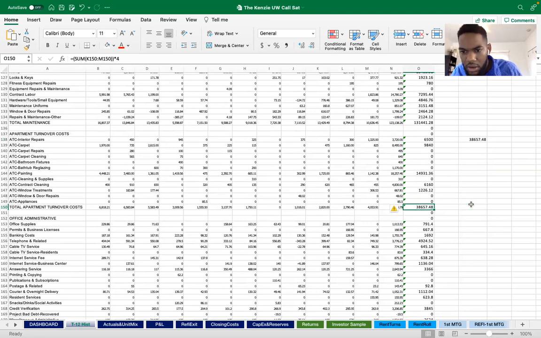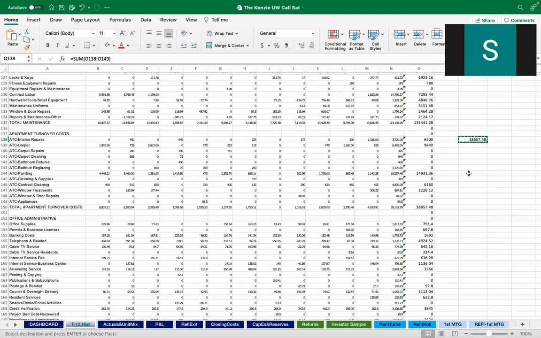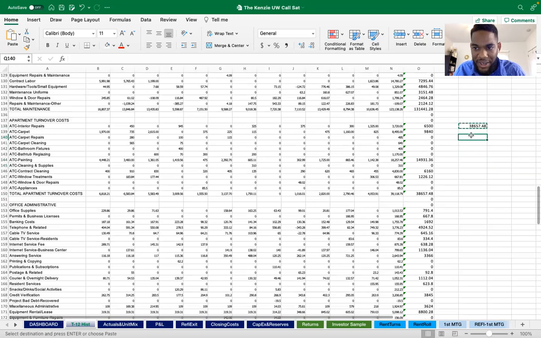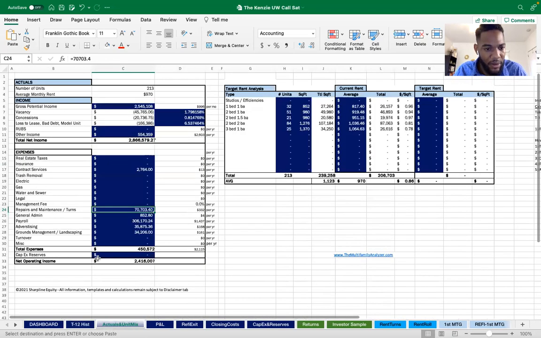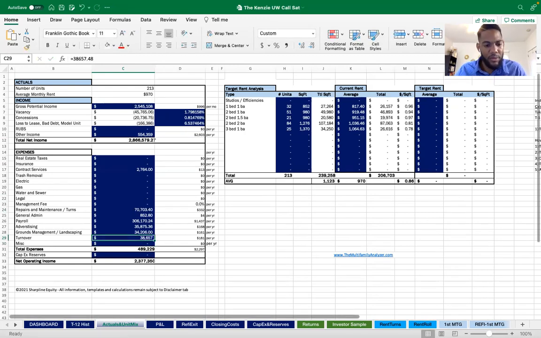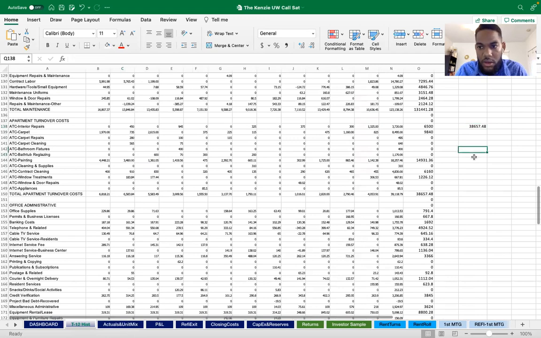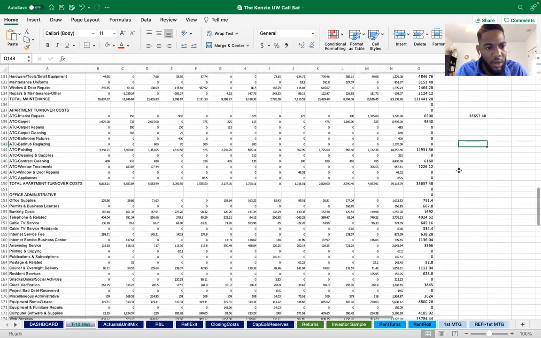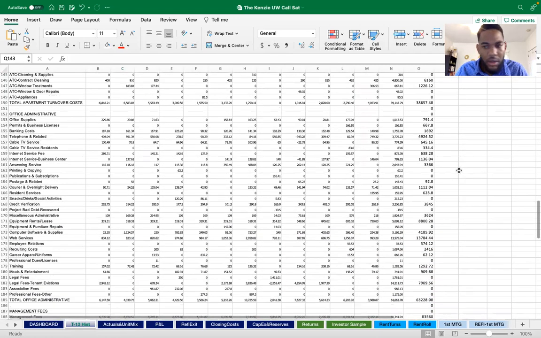Okay. In line number 150, it's already summed up. Oh, it's already, yeah, there we go. I was just checking it to the side there. Okay, so we have a separate line item here for turnover. So we'll just go ahead and bump that in there. Okay, all right, moving on.